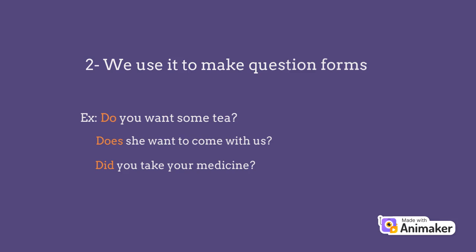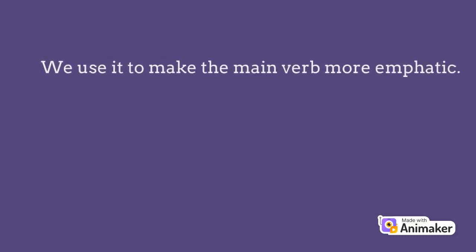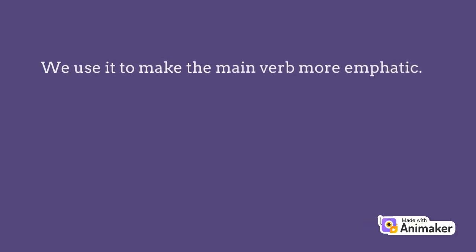Troisième cas, nous capables d'utiliser to do as an auxiliary is to make a sentence more emphatic, to put more emphasis on the main verb.